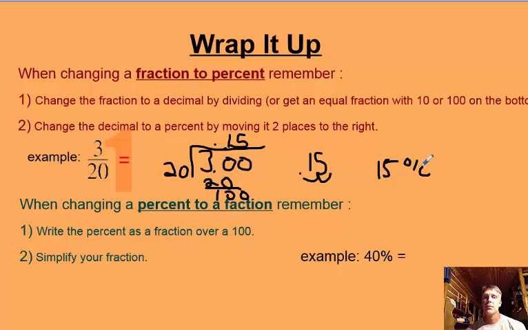How about the other way? How about changing a percent to a fraction? What if I give you 40%? Well, there's 2 steps again. First one, I got to do what it says, 40% per 100. So 40 out of 100.